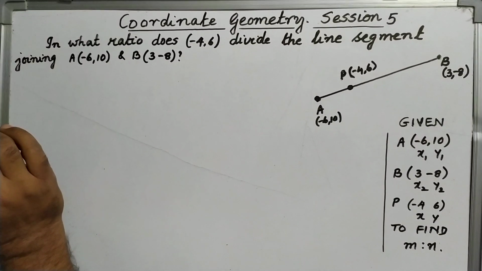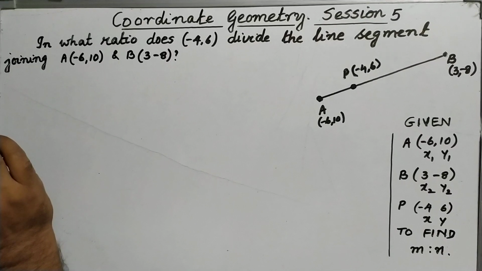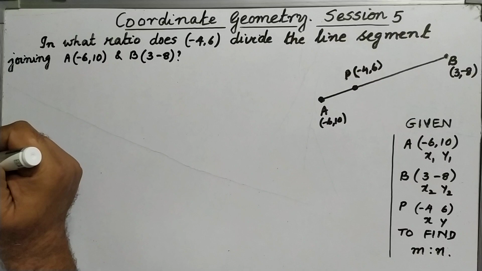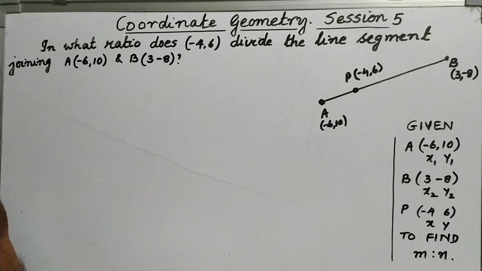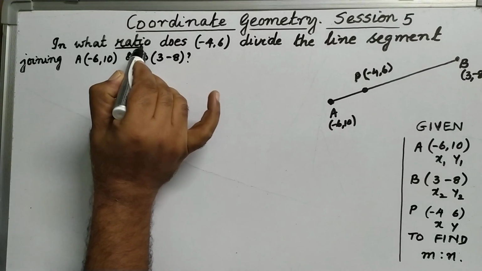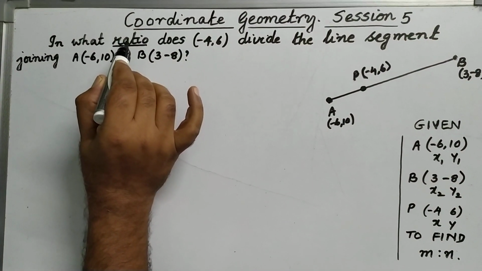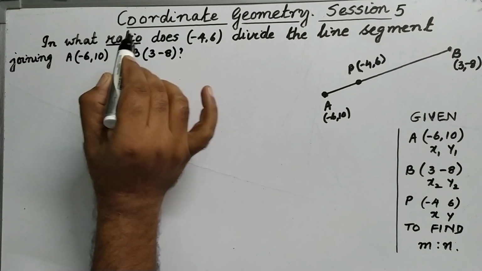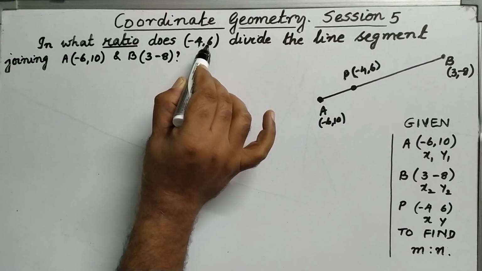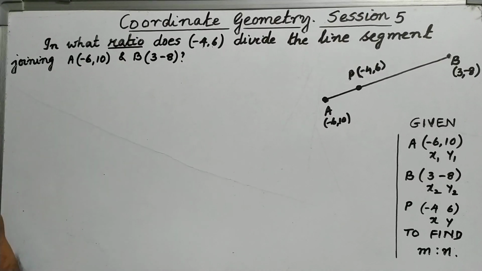Please remember, you will have to read the problem properly, understand it, write down what they have given, and also write down what you are supposed to find out. In this problem, they have asked you to find out the ratio. Ratio of what? The ratio of this point (-4, 6) dividing the line segment joining A and B.